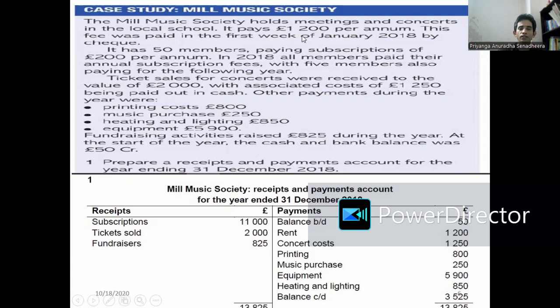The Mill Music Society holds a meeting and concert in the local school. It pays 1,200 per annum. So they must be renting a building, hopefully. Therefore, it's an expense. So we can put that amount, rent 1,200.